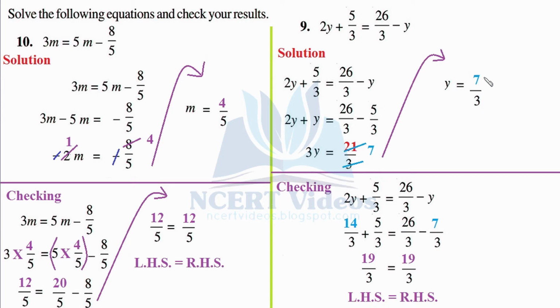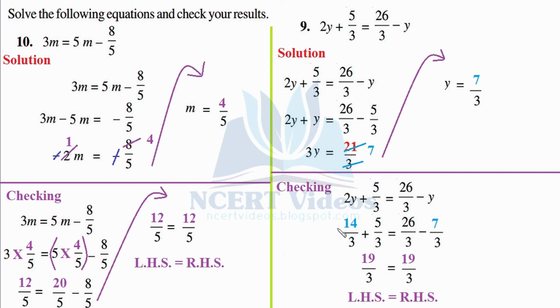Now we have to check whether our solution, that is y = 7/3, is correct. So when we check, we first of all write the given equation as it is, and in place of our variable, here it is y, we will plug in y = 7/3. So we are writing straight away, that is 2 is getting multiplied with 7/3. So in the numerator, 2 sevens are 14, so we wrote 14, and in the denominator we have 3, so we wrote 3. So this came out to be 14/3 as our fraction, plus 5/3 as it is, equal to 26/3 as it is, minus, in place of y, we have 7/3, so we wrote 7/3.